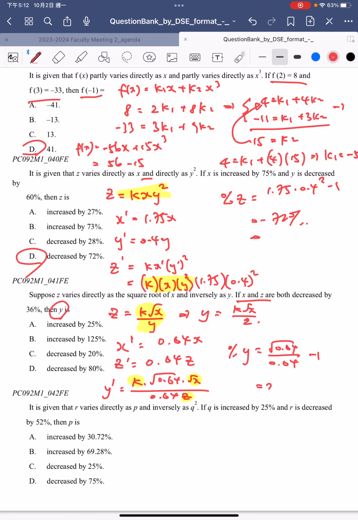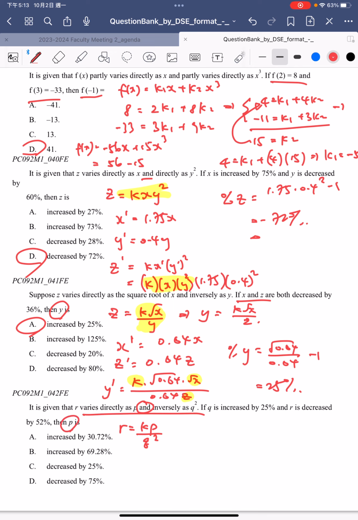So the answer is 25%, increased by 25%. For question 42, we have R varies directly as P, inversely as Q squared. Again, this is "and", so bear in mind this is not a partial variation. We have R is equal to kP divided by Q squared. So new Q and R are changed. What we want to find out is the percentage change of P.